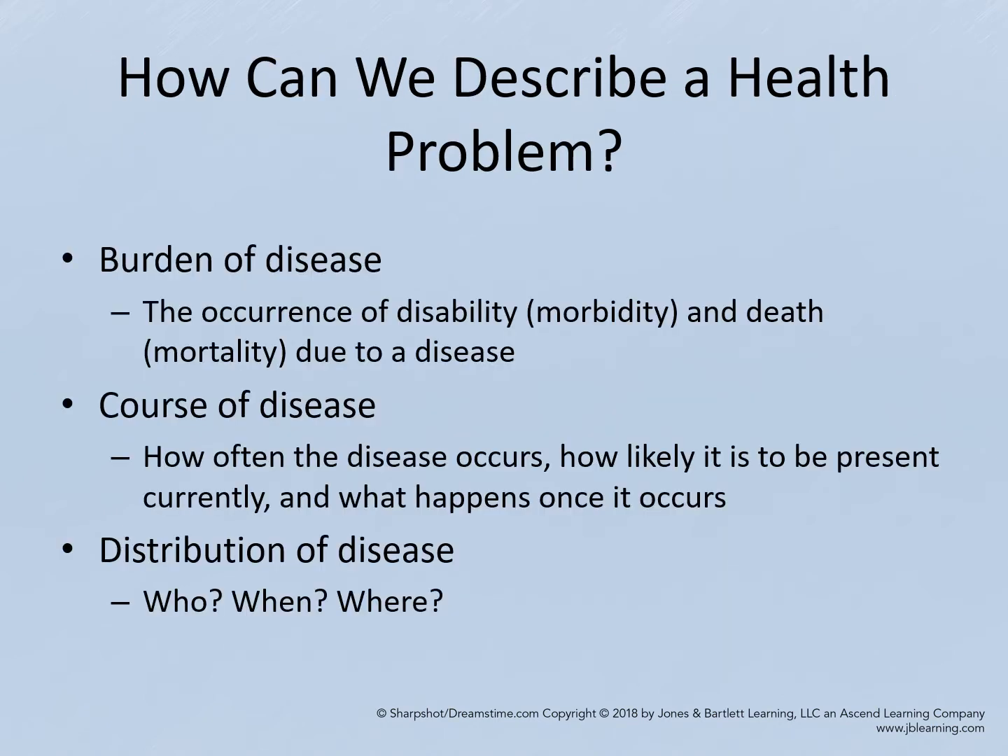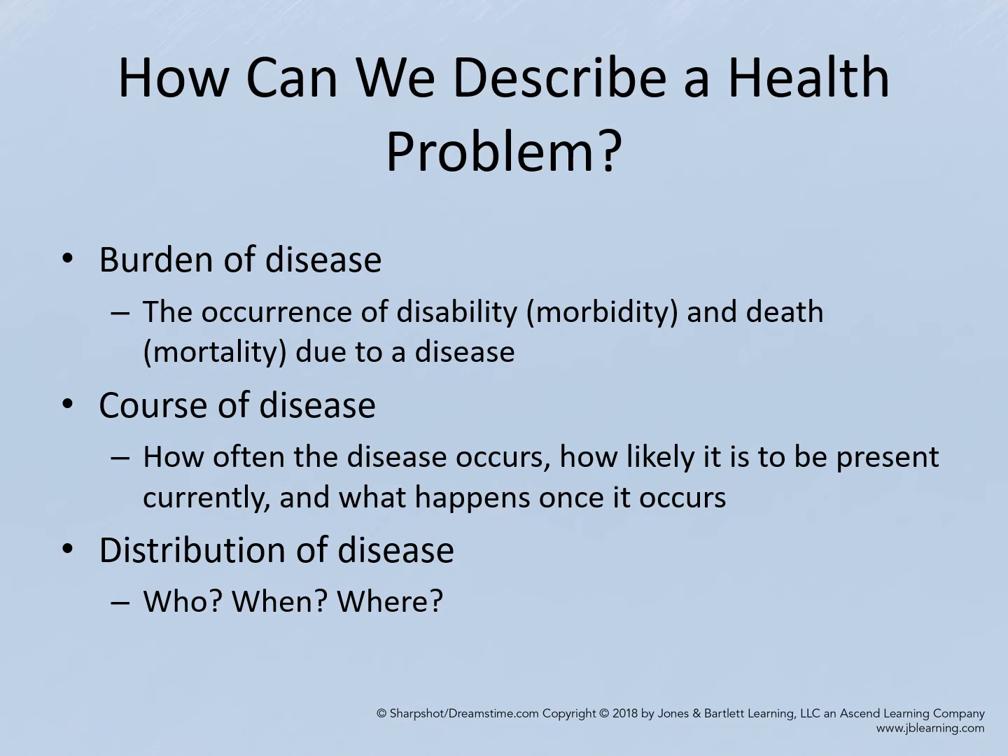So how can we describe a health problem? In describing a health problem, we need to address the burden, the course, and the distribution of disease. So let's look at the burden of the disease. The first step in addressing a health problem is to describe its burden of disease. That means the mortality and the morbidity due to a disease. Mortality means the number of deaths due to a disease, and morbidity is the number of people affected or disabled due to the disease.